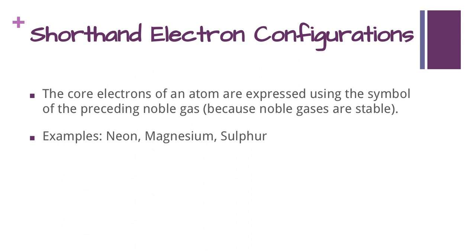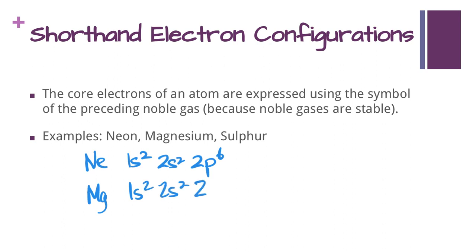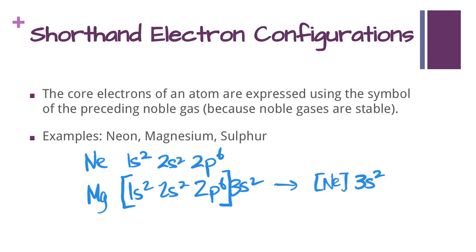So for example, if we had the full electron configuration of neon, we've got 1s2, 2s2, 2p6. If we look at magnesium and write the full one out, we're going to go 1s2, 2s2, 2p6, 3s2. So the shorthand configuration basically takes the preceding noble gas of neon, and instead of writing out 1s2, 2s2, 2p6, we can write just neon in square brackets followed by 3s2. And that would be the shorthand notation.